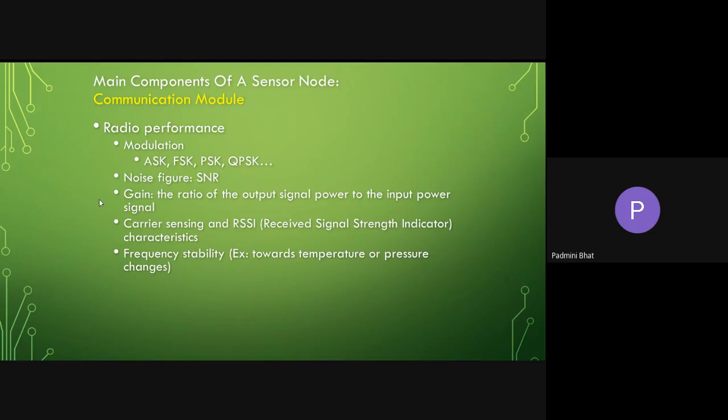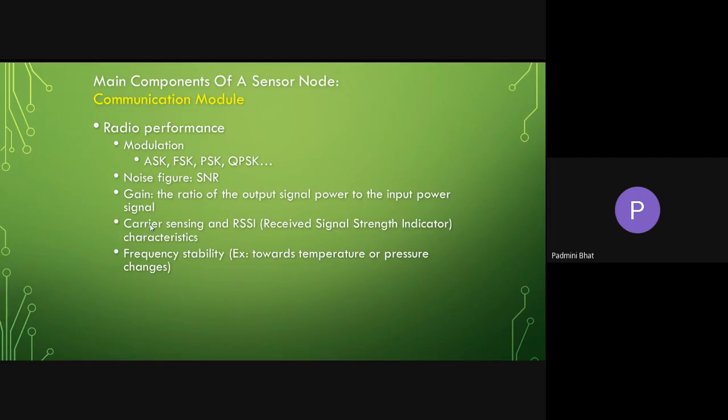Then, the noise figure we need to see. Noise figure is output SNR by input SNR, like a signal-to-noise ratio, because we are collecting data from the open environment, so noise is added to it. How well your signal is distinguishable from the noise is the SNR. Naturally, we have incoming SNR and we can find outgoing SNR also. The ratio of that gives you the noise figure.